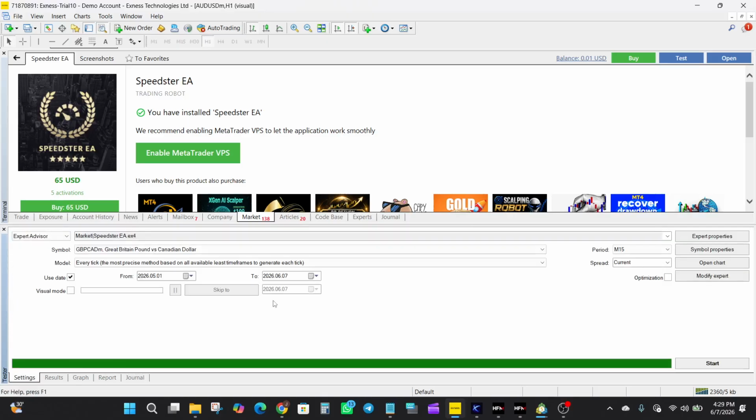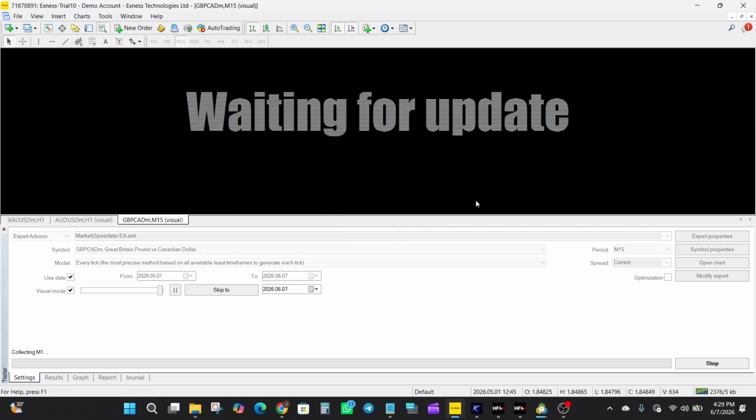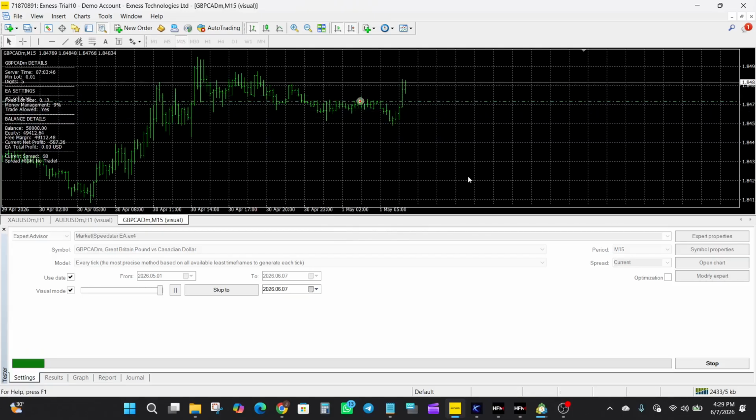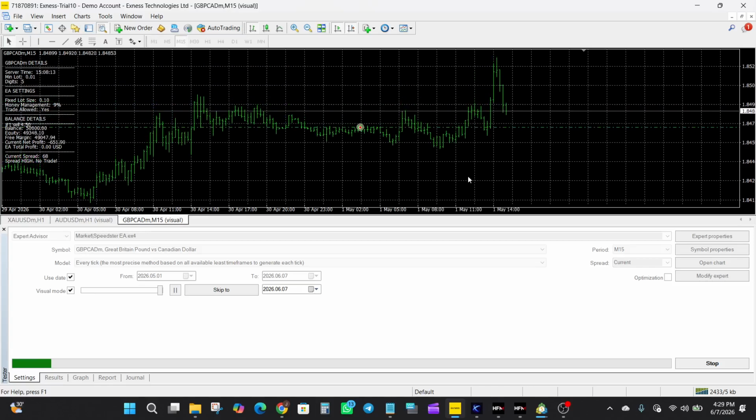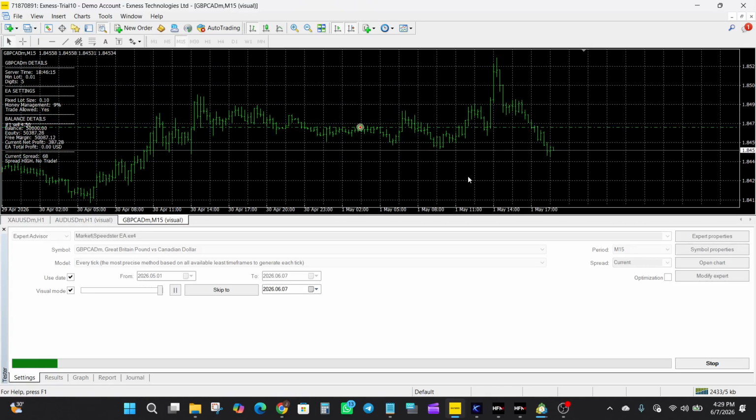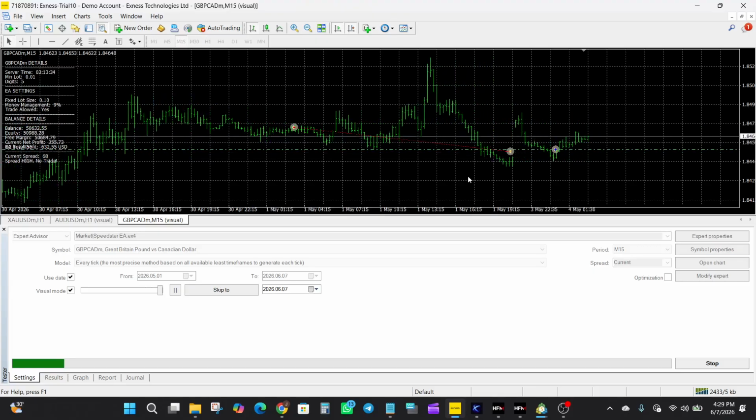Now let's head over to the settings again. I want us to see the EA in action. So I'm just going to turn on the visual mode, same settings, and let's just start to see the EA in action. Now, when reviewing the historical backtest results, I want to be looking at how the system handled different phases of market movement on GBPCAD.